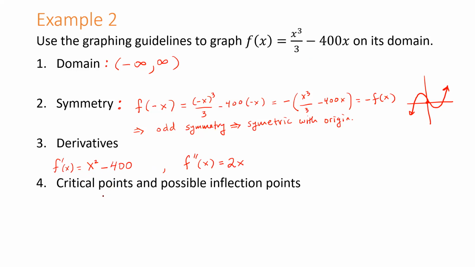So with that, now we can set them equal to 0 to solve for the critical points. Here we get x squared is 400, and then taking the square root, x is plus or minus the square root of 400, which is 20. It's plus or minus 20, right? So those would be our critical points.